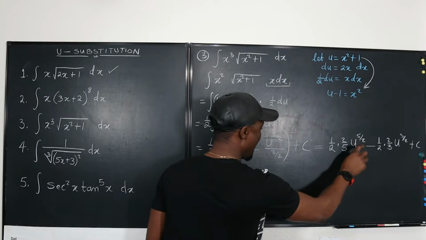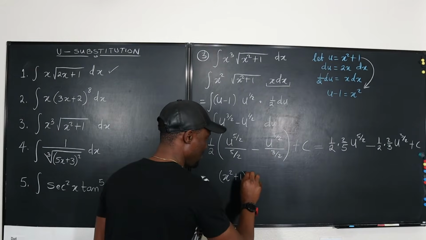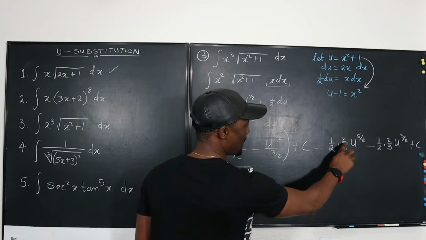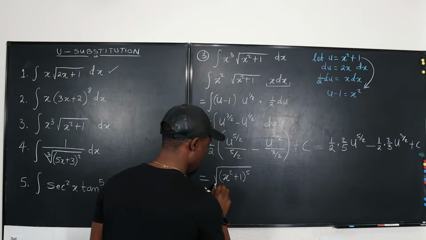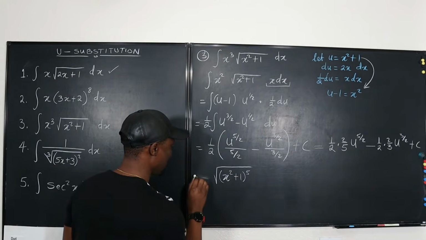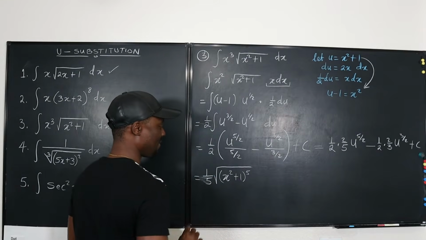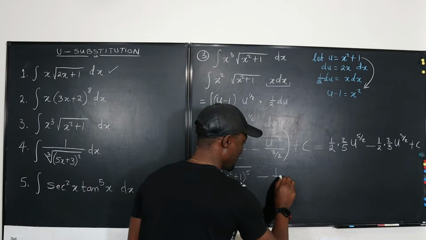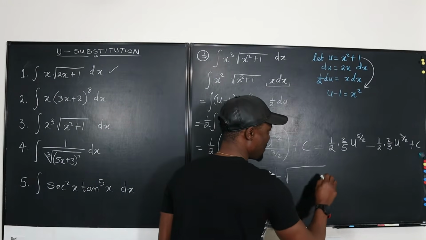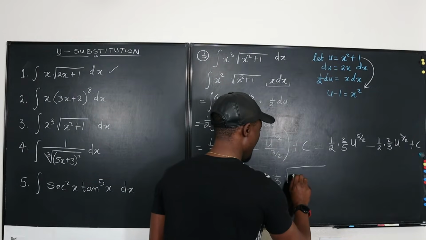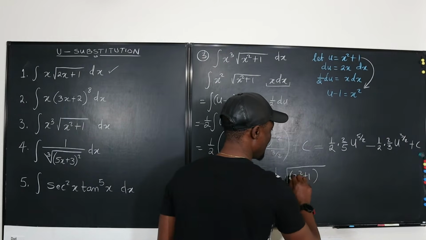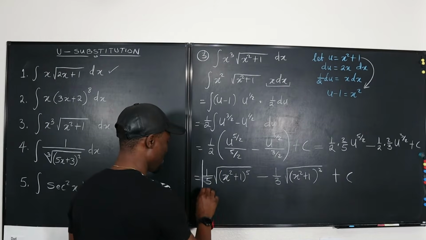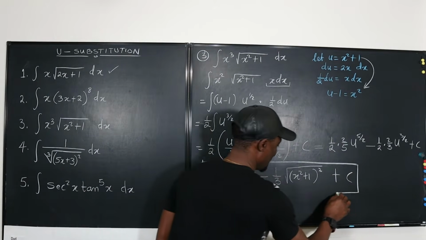Raised to power 5/2 is the same thing as raised to power 5, but you take the square root of it, and if you are getting 1/5 here, you just divide by 5. Or you can just write 1/5. Nice. Okay, minus. This is going to be 1/3. The same thing, you take the square root of x squared plus 1 and you raise it to power 3. And you add c to it, and boy, it's sweet.